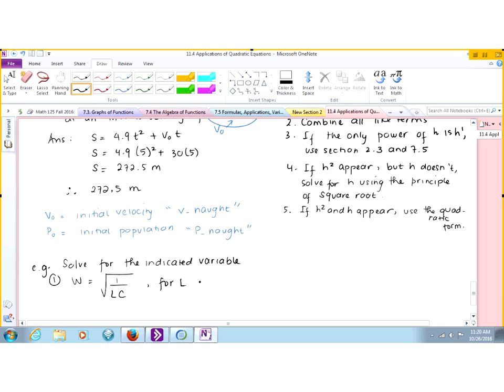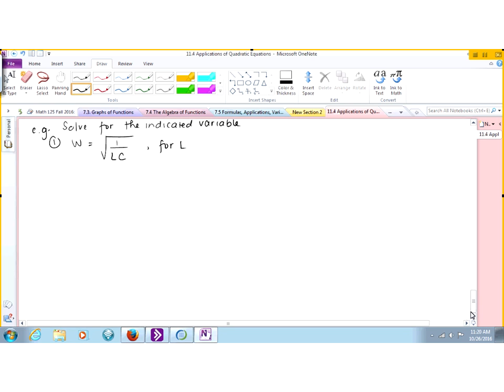So what do you think we should do first? Take out the radical. How? Square both sides? Yes. So are you guys ready? Because I have to pull this down. So square both sides. Square and square.